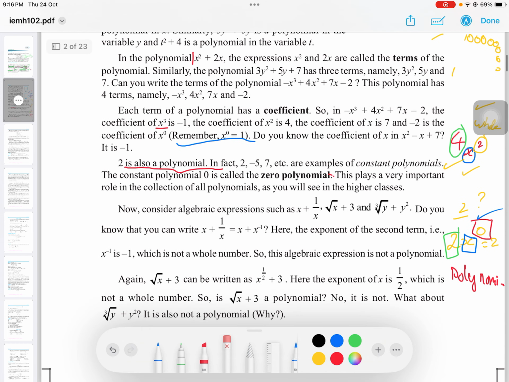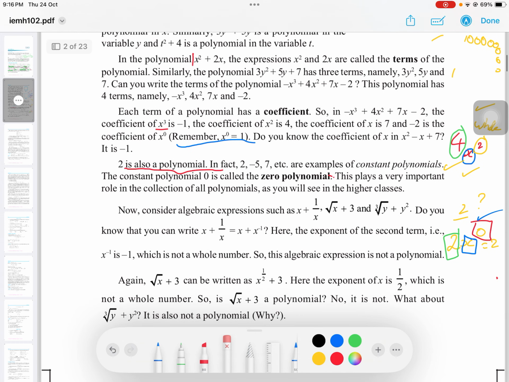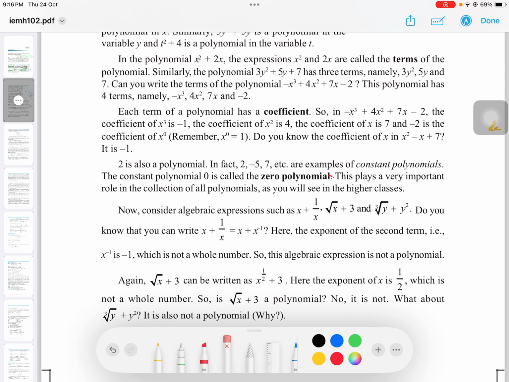Okay, this is very interesting. I really feel it is very interesting. Okay, so now, let me clear this. I hope this will reduce the confusion. We're moving. Okay, so now 2 is a polynomial.